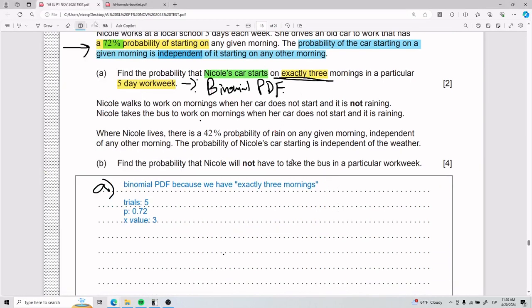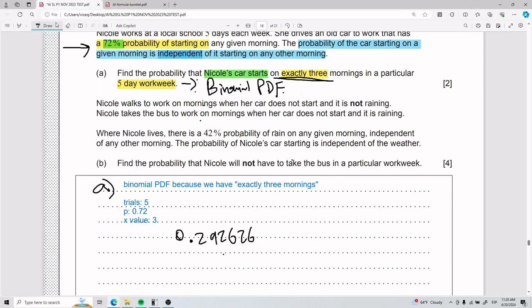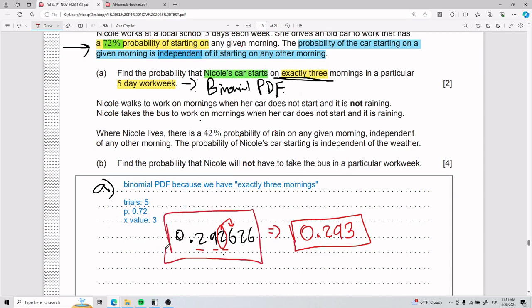So the probability for part A is going to be 0.292626. All right? And if you consider significant figures, you would count 1, 2, 3. Do you round it up or keep it the same? You round it up. So with significant figures, you can leave it as 2.93. If you want, you can always leave your answer in the long form. I suggest doing the long form. Just forget about sig figs.